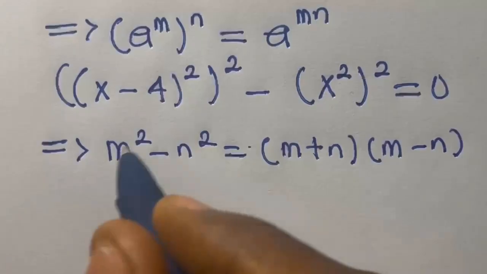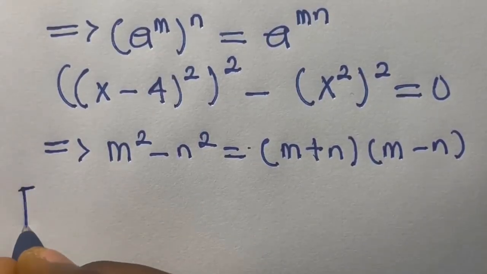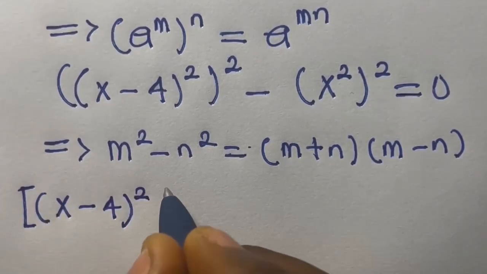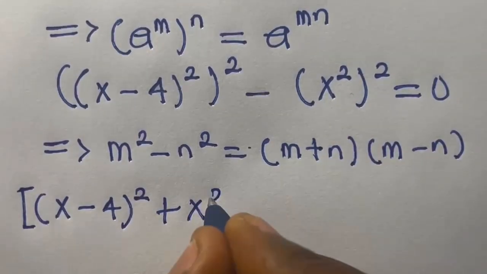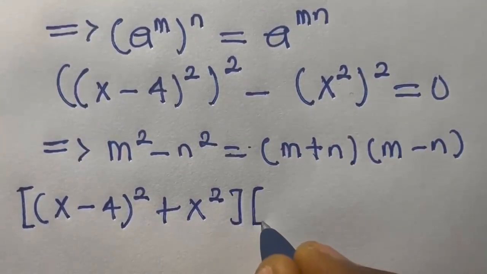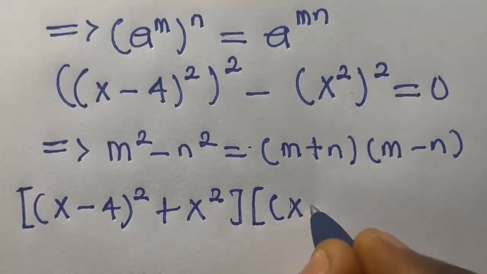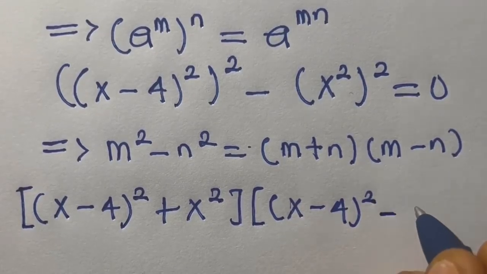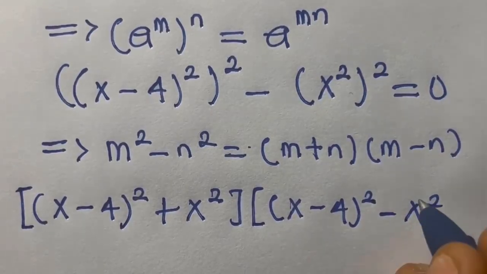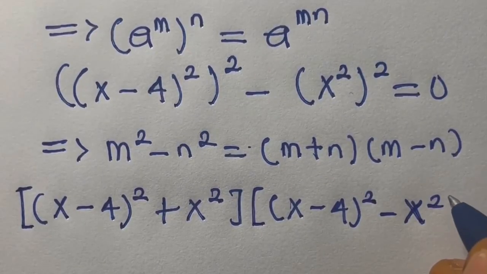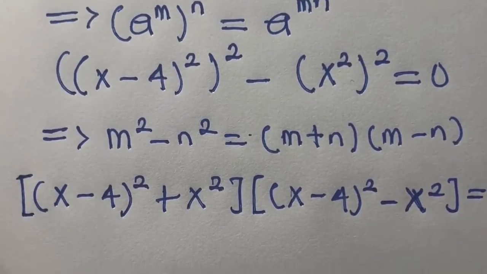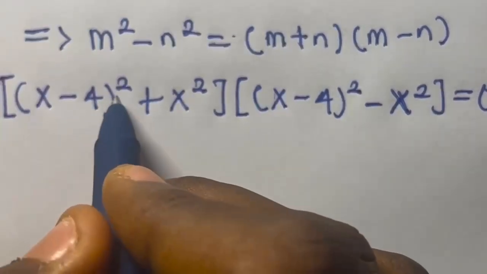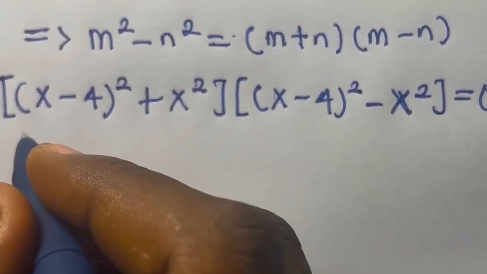Applying this, we will have (x minus 4) squared plus x squared, multiplied by (x minus 4) squared minus x squared, equals 0. Now what is left is to just expand this. We first expand this, then we add it to this. So we are going to expand this.